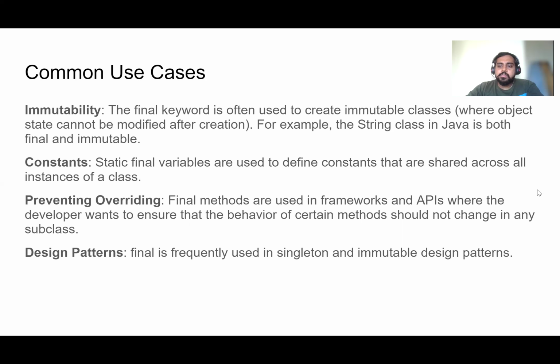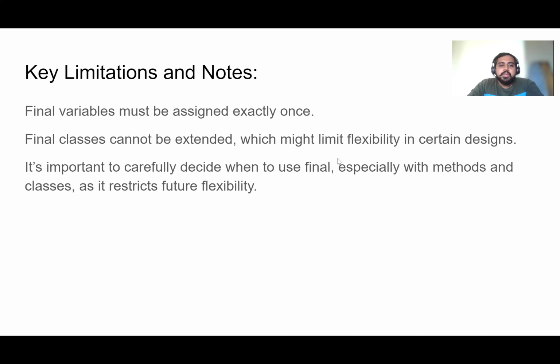So we'll see next, what are the limitations? We know final variables must be assigned exactly once. There is no question of assigning it a second time. Once you assign, that's it, it is done. And final classes can't be extended, because with a final class there will be no child class. There will be no concept of inheritance. It cannot be extended, which might limit flexibility in certain designs.